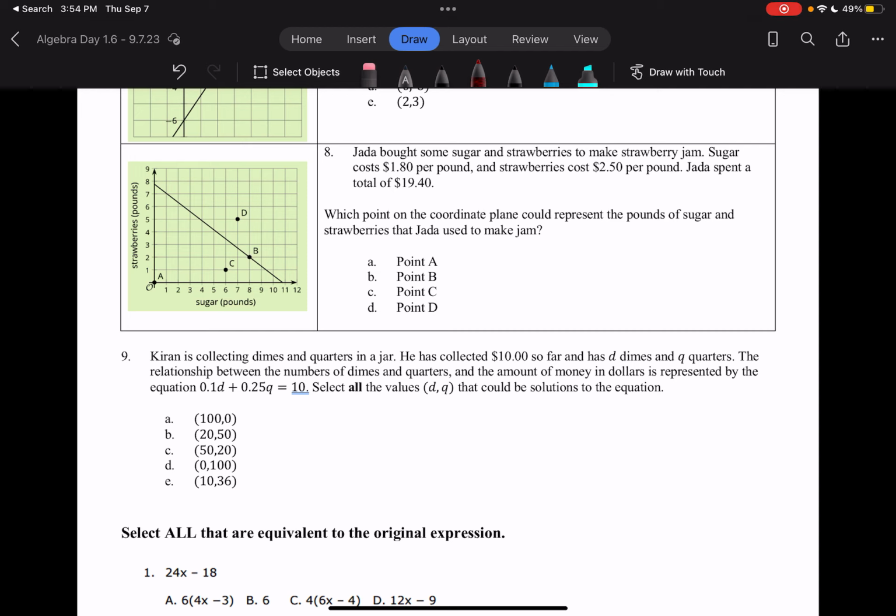Number 8 says Jada bought some sugar and strawberries to make strawberry jam. Sugar costs $1.80 per pound. Strawberries cost $2.50 per pound. Jada spent a total of $19.40. Which point on the coordinate plane could represent the pounds of sugar and strawberries that Jada used to make jam?